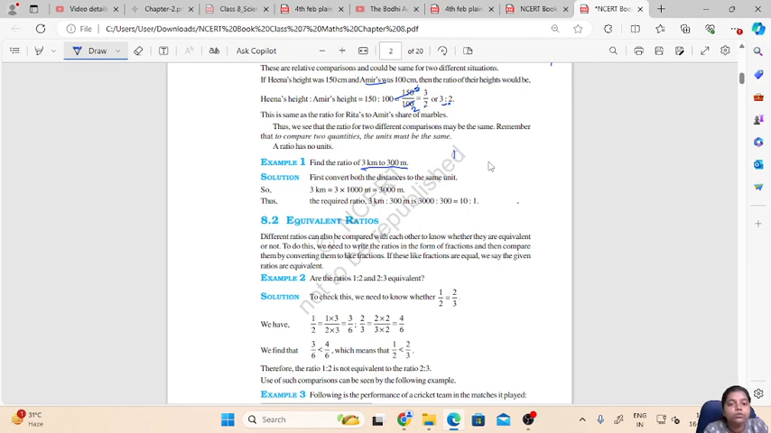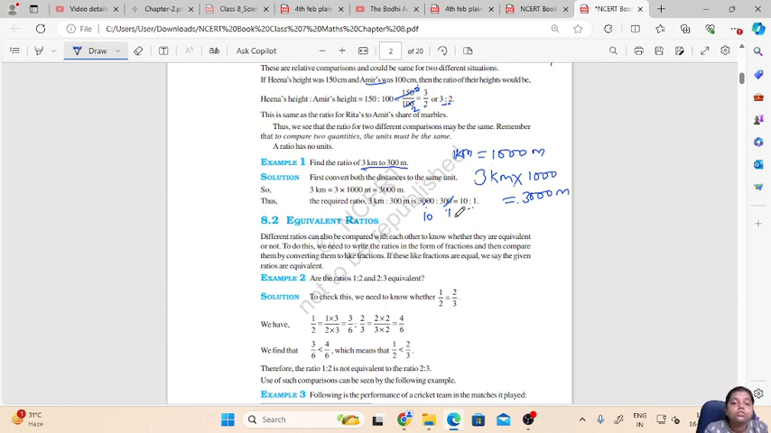For that you have to always remember that 1 kilometer is equal to 1000 meter. So accordingly you have to convert. Here they have given 3 kilometer. 3 kilometer into 1000 is 3000 meter. So now you have to take the ratio of this. 300 meter, so 3000 is to 300. Divide with the highest common factor, which is 100, and we get 10 is to 1 as the ratio.